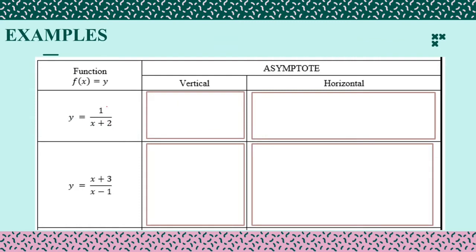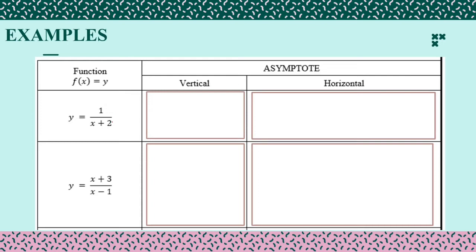Let's identify if the numerator and the denominator are factorable. Once we identify that, if it is not factorable, then we can get the vertical asymptotes already. So 1 is not factorable. Then, let's proceed to the denominator. The denominator x plus 2 is also not factorable. Now, we can get the vertical asymptotes.